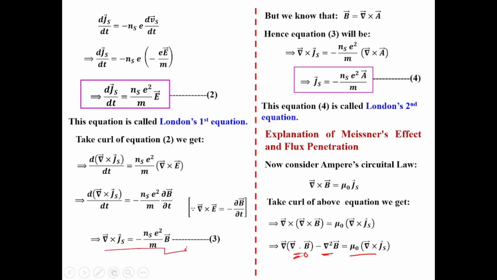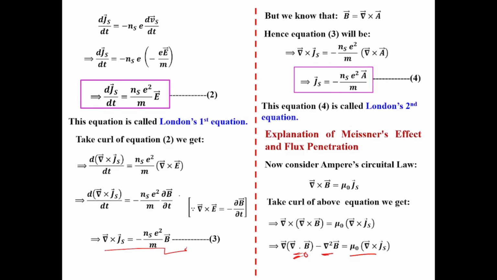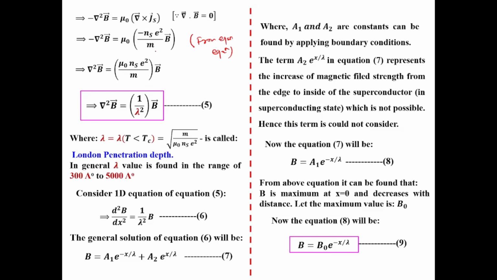by considering equation number 3. Here I have to write, by considering equation number 3. From equation number 3, we just substituted minus n s e square by m into B over here. That implies minus minus got cancelled. We found del square B equal to this much. Del square B equal to this value is written as 1 by lambda square into B. Let this be your equation number 5.